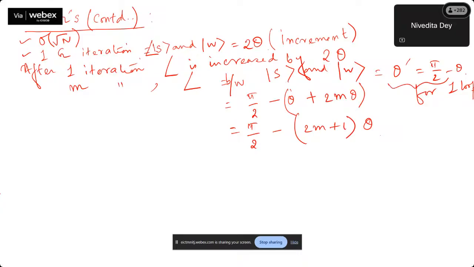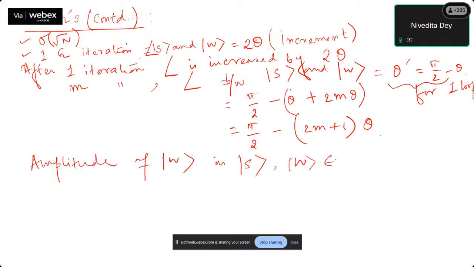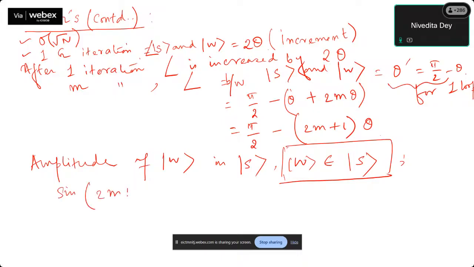And amplitude is the amplitude of W in S. If you remember, W is nothing but a subset of S. It belongs to S. That is the reason for which we want to do the quantum amplitude amplification of W. So this was sine of (2m plus 1) into theta, which equals sine, let me put the value here. The exact value of m was pi by 4 into root n, plus 1. So this entire thing into theta.